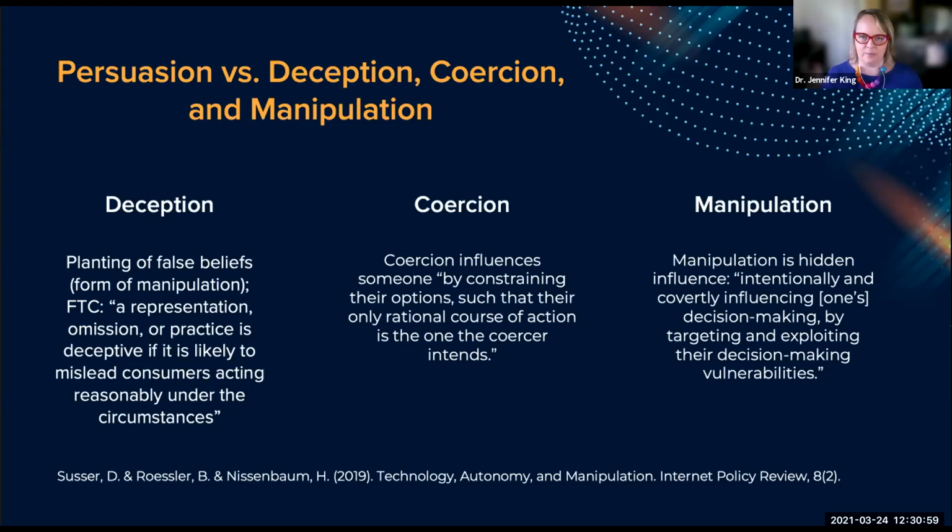We've talked a bit about persuasion already. Deception, which, as many of you may know, is part of the FTC's authority for investigation in this space, is the planting of false beliefs. So it's a form of manipulation, but it really focuses on things that are not true. Coercion is somewhat different. Coercion influences you by constraining your options. Through coercion, I get you to take a number of steps or a number of choices that gets you to where I want you to be and not necessarily where you would want to be.